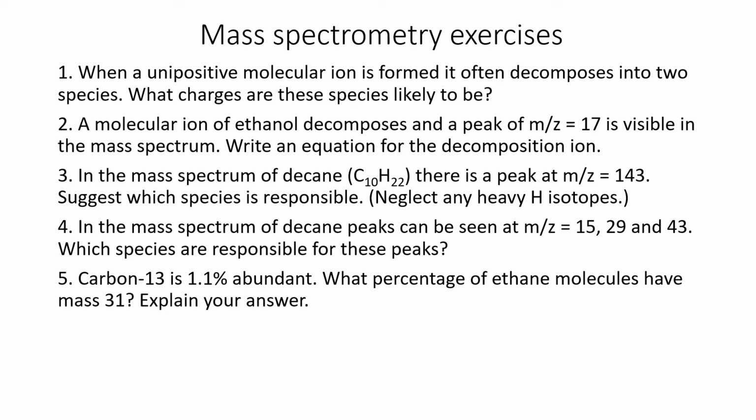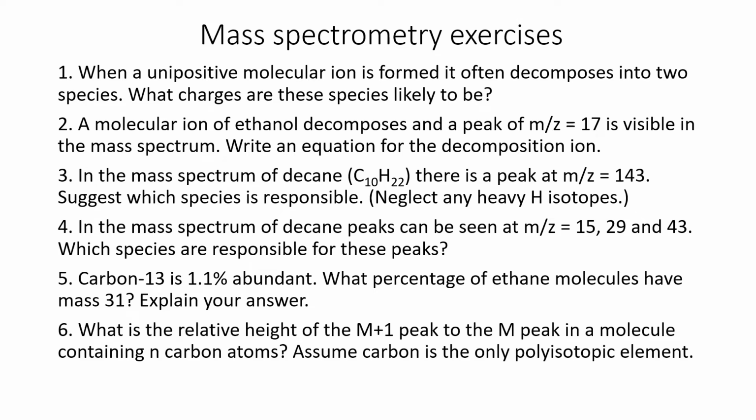1.1% of carbon atoms are carbon-13. So this explains the 12.01 relative atomic mass of carbon. What percentage of ethane molecules have a mass of 31? So ethane, C2H6, you'd expect to have a mass of 30. 31 there is going to be produced by a carbon-13 isotope.